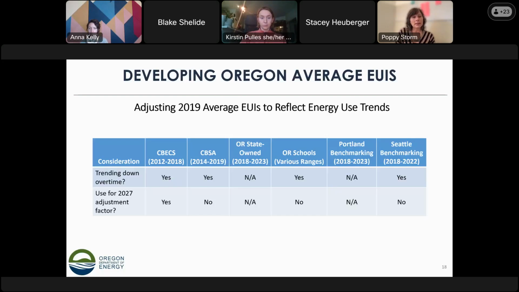But ultimately, in terms of recommending for the 2027 adjustment factor, the only box we have here with a yes is the CBEX, because we feel like that is the most robust data set with the most robust analysis that we feel like we can rely upon to establish that trend for the state of Oregon. Next slide.